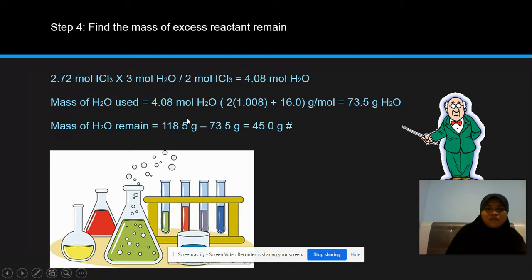The question asks us to find the excess reactant remain. This mass is the mass of H2O used. So how to find the mass of H2O remain? From the question, the mass of H2O is 118.5 gram. So we minus the mass of H2O used, which is 73.5 gram. Then finally we get 45.0 gram. That's all from me.